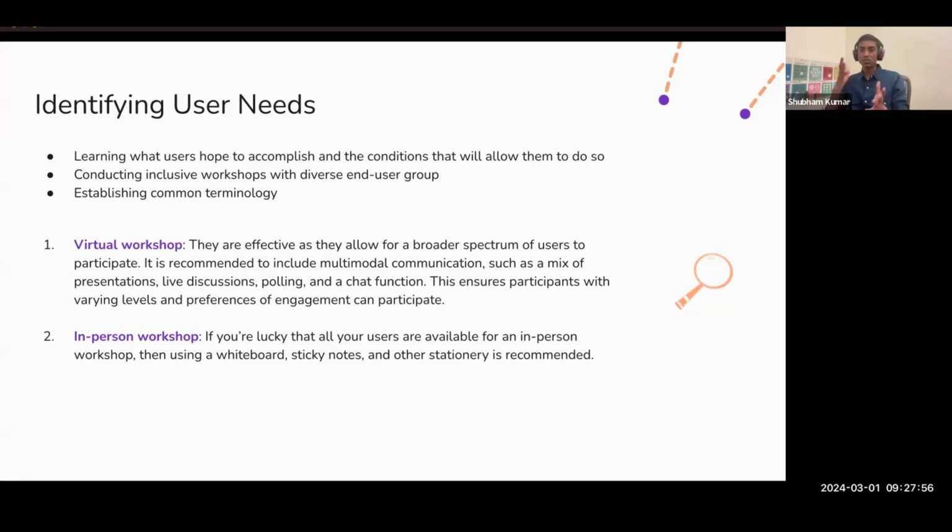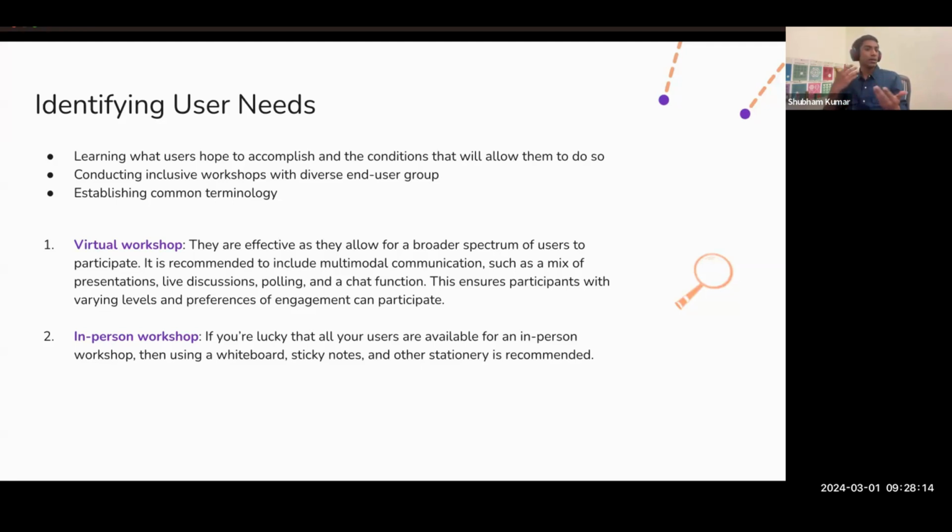And then, of course, you could try a bunch of things like poll, chat, etc., that could ensure there's participation. But in person is also really good. It gives you a different experience, and you could use resources like whiteboards, sticky notes, stationery, etc.